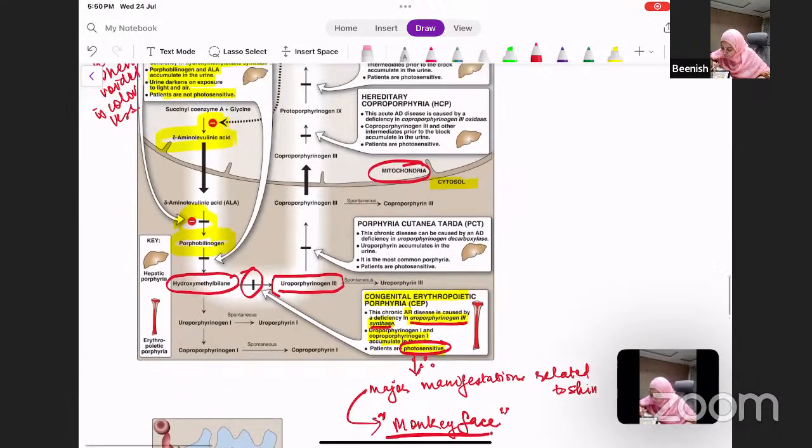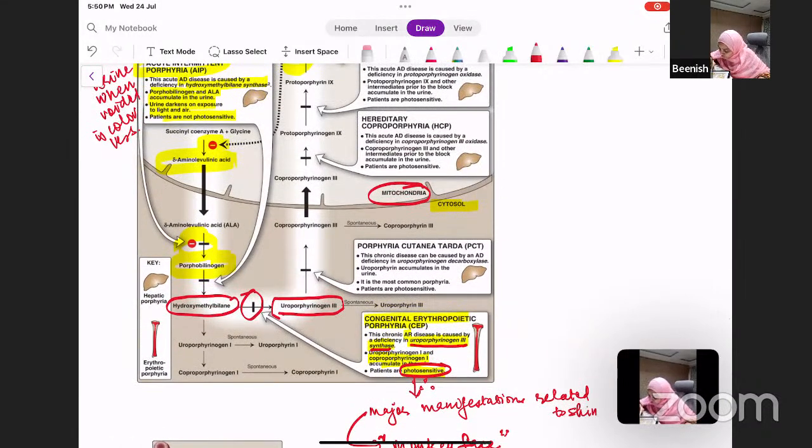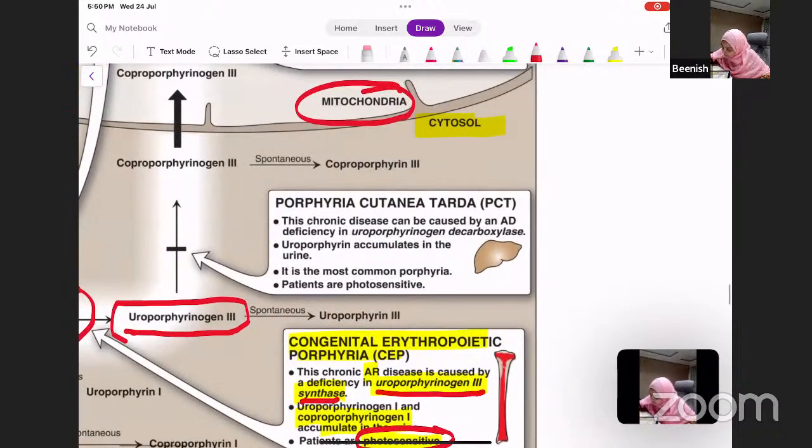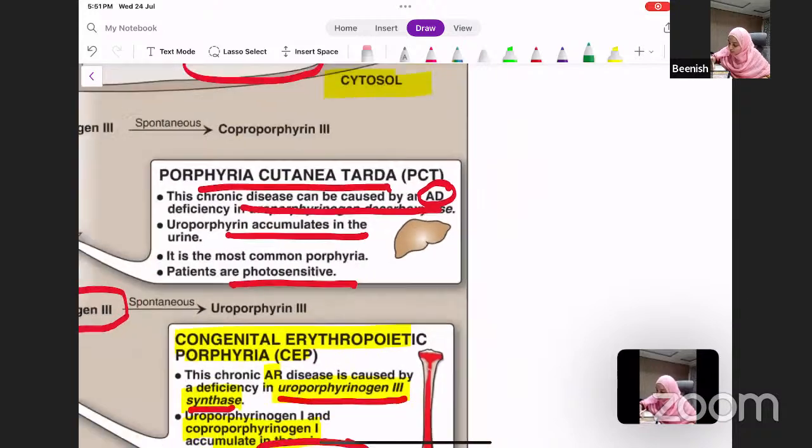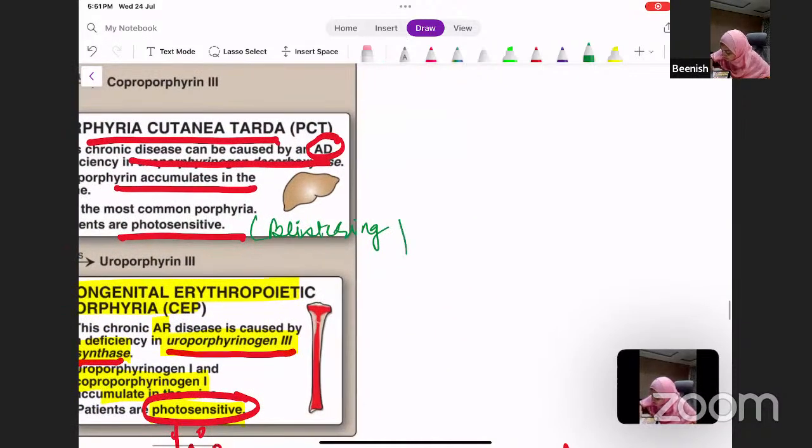Then moving on to the next enzyme, uroporphyrinogen decarboxylase. If that is defective, you end up with an autosomal dominant disorder, porphyria cutanea tarda. Here uroporphyrin is going to accumulate in the urine. It is the most common porphyria, and it is photosensitive, with blistering photosensitivity. So blisters are going to be formed.